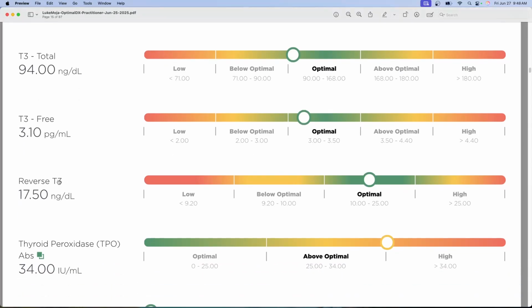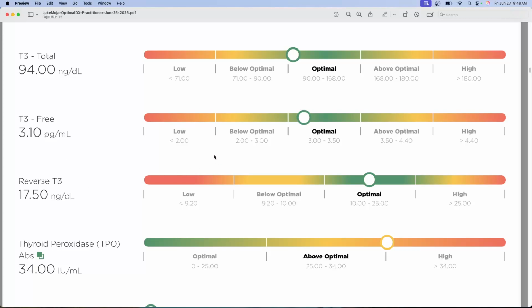Reverse T3 is something that gives us an idea of if there's some type of stress going on. This is kind of like the brakes. Your body's trying to put the brakes on your metabolism, so instead of converting T4 to the more active T3, it'll convert it to reverse T3 instead. Just kind of put the brakes on.